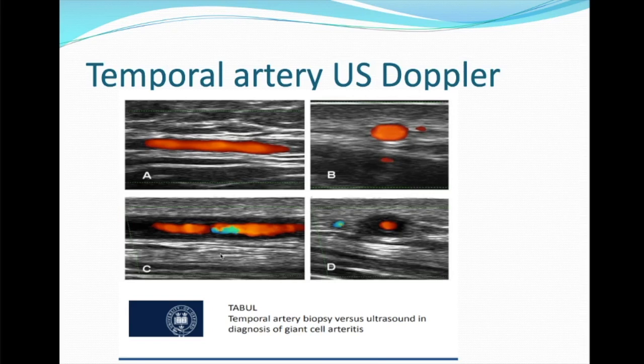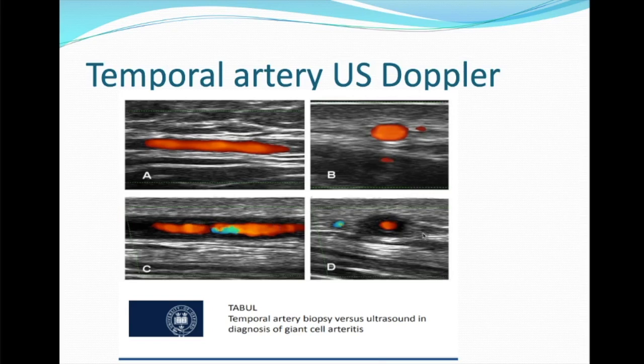Whereas if you look at image C, you can see that there is a hypoechoic layer just here, if you can see my cursor, and that is consistent with vessel wall edema, and you have that in inflammation. So this blood vessel here suggests giant cell arteritis. It's inflamed. It's a thick inflamed wall full of edema.